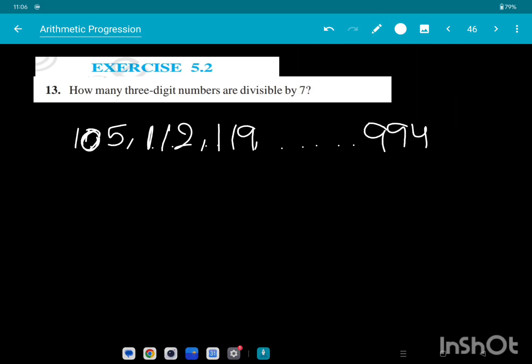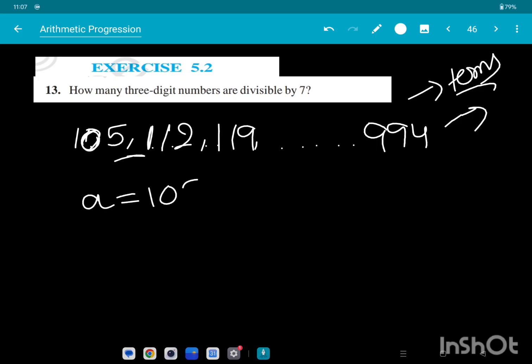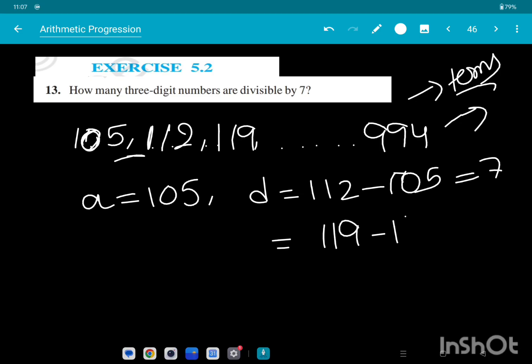Now we need to find how many numbers there are, which means we need to find how many terms there are in this AP. First of all, we need to check if it is an AP or not. Yes, of course it is an AP because the common difference is 7 only, right? If you want, you can check as well. So a is equal to 105. And what is the common difference? 112 minus 105 is 7, and 119 minus 112 is equal to 7. So the common difference is the same because we already know these are all multiples of 7 only. So this is an AP.